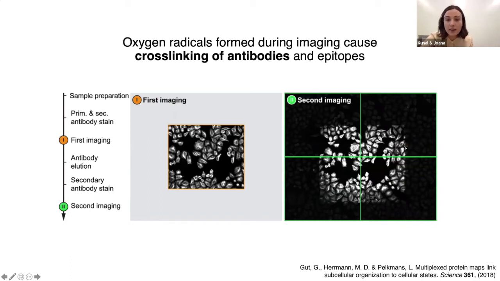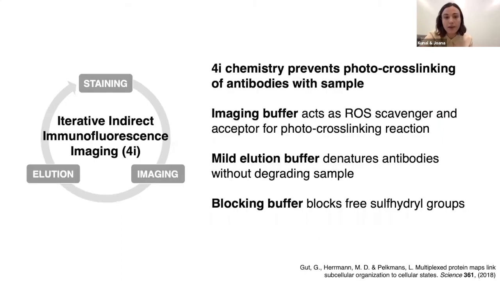And so this led them to hypothesize that you're using these very bright lasers during confocal imaging, perhaps this causes reactive oxygen species, which can then cause cross-linking of the antibody to the sample. And so they basically developed this 4i chemistry, and the chemistry is centered on trying to prevent this photocross-linking of the antibody with the epitope.